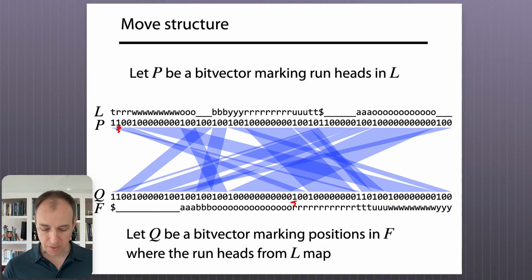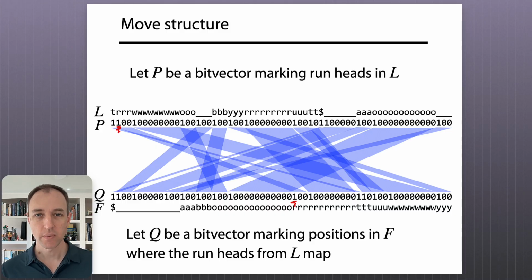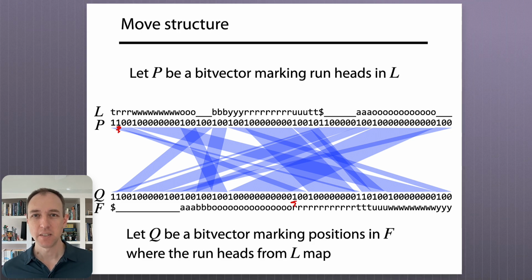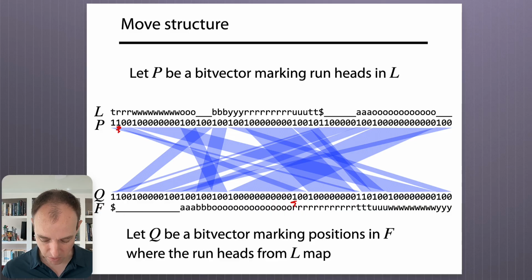All right? And we did that for all the runs, for all the ones. Right? The ones marking the run heads. Just let me pause for a moment and explain something important, which is Q is not marking the beginnings of the runs in F. That's not what it is, right? Q is really all about the opposite side of the permutation, but it is not about F per se, right? So Q is not marking the run heads in F. I mean, it does mark them, but it marks other things too, right?